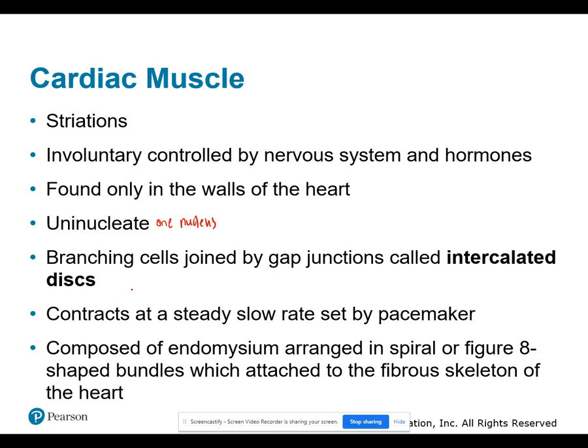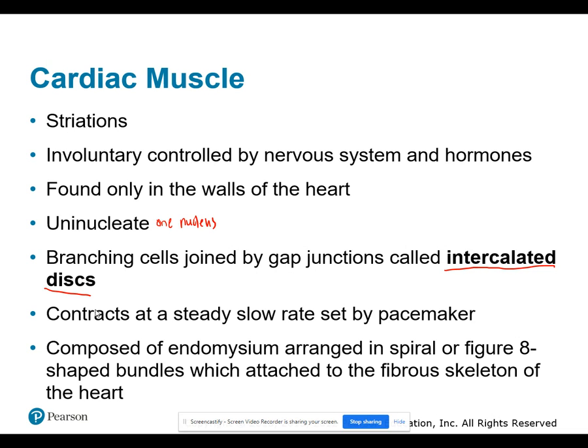And the one thing that I do want to point out that differentiates cardiac muscle from skeletal muscle is these things called intercalated discs. If you look at those images and those pictures, that's the one distinguishing feature between those two, other than it being branching. And the last couple things is it contracts at a steady, slow rate set by a pacemaker. So your heart has a pacemaker in it that sends a shock that tells your heart to beat, beat, beat. And typically your heart beats at a constant, rhythmic, slow rate.